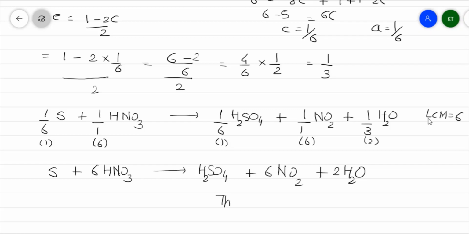So this equation is a balanced equation. This equation is also a balanced equation. Now let me take one more example.